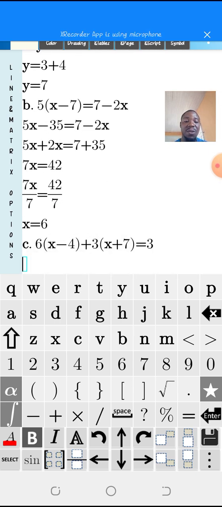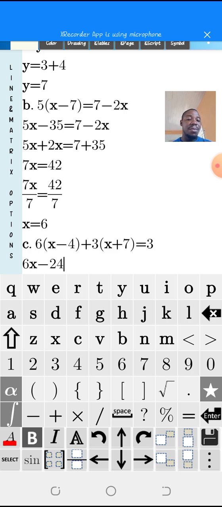So what we do is to first of all open the bracket. If you observe, we have two brackets, so you start by opening the two brackets. Let's open the first bracket now. From the first bracket, the 6 is going to multiply x and minus 4. Of course, 6 times x gives us 6x, then 6 times minus 4 gives us minus 24. So you have 6x minus 24 for the first bracket.